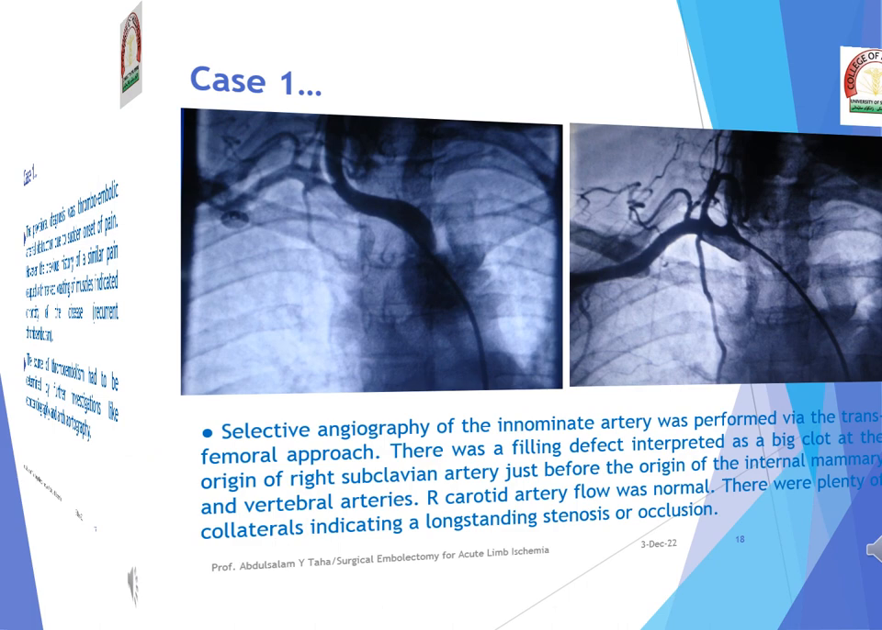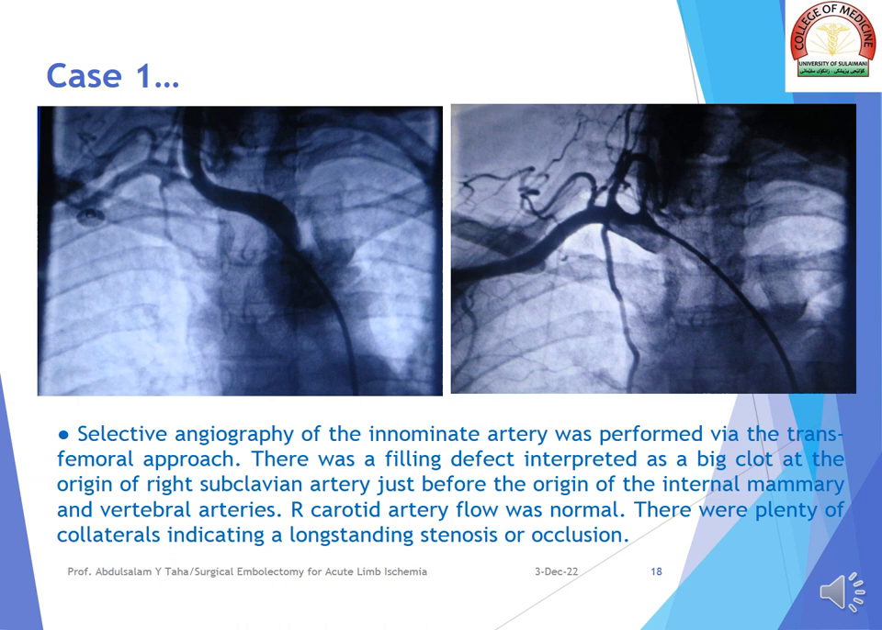So these pictures show selective angiography of the innominate artery, which was performed via the transfemoral approach. There was a filling defect interpreted as a big clot at the origin of the right subclavian artery, just before the origin of the internal mammary and vertebral arteries. Right carotid artery flow was normal. There were plenty of collaterals indicating a long-standing stenosis or occlusion.